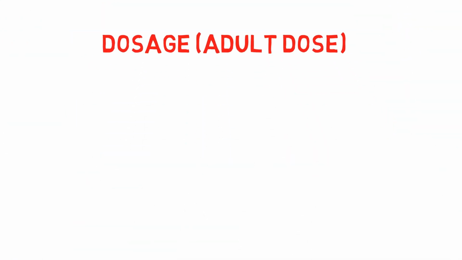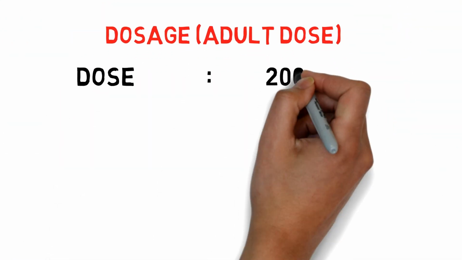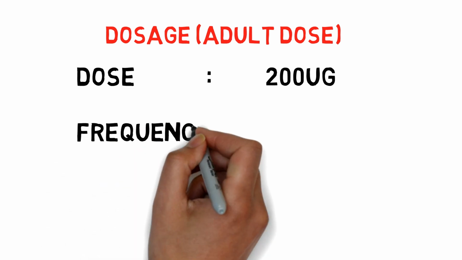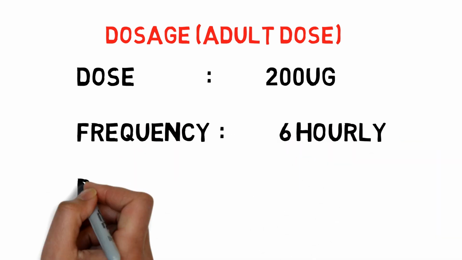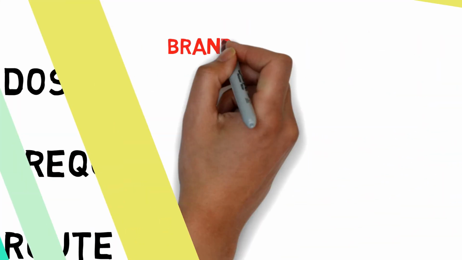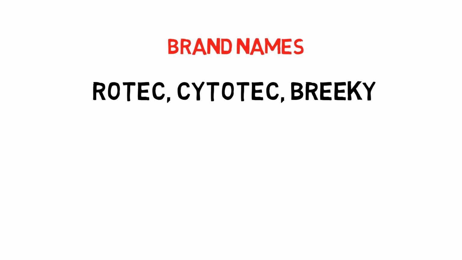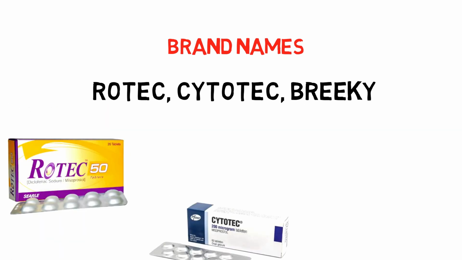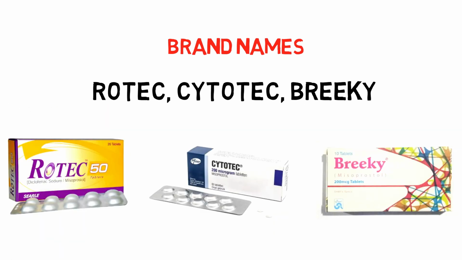Now the dosage. The adult dose is 200 micrograms. Frequency is 6 hourly. And route is oral. And the brand names are Rotec, Cytotec, and Briki.